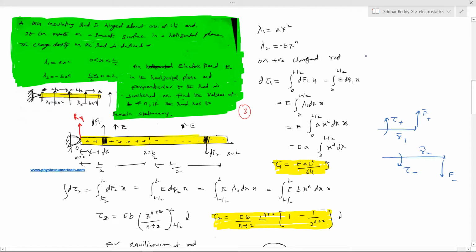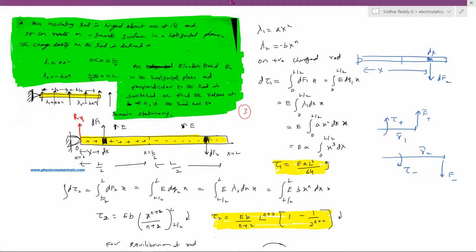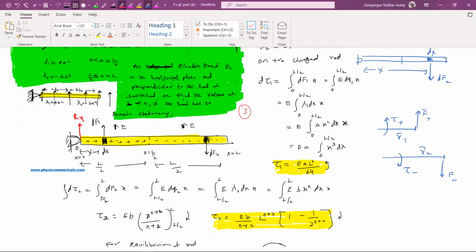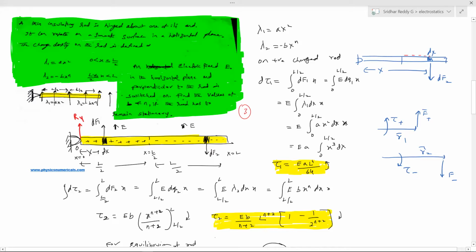I'll remove this so that. Please notice the limits. It's very important. I assumed a small element of length dx. This will be df2. Let it be x only, the limit. So what is the charge here? Negative charge. This is a positive charge.